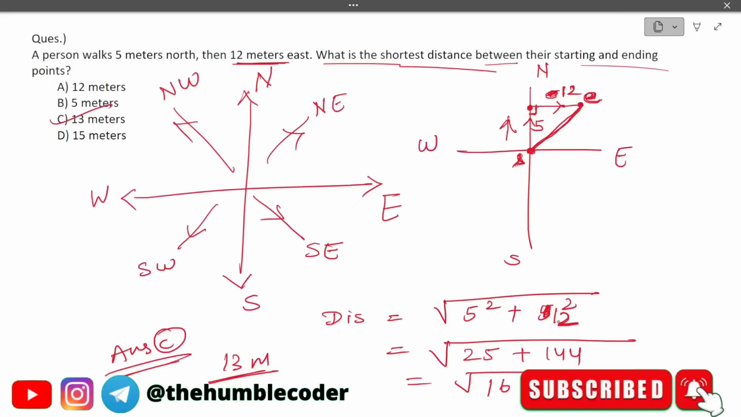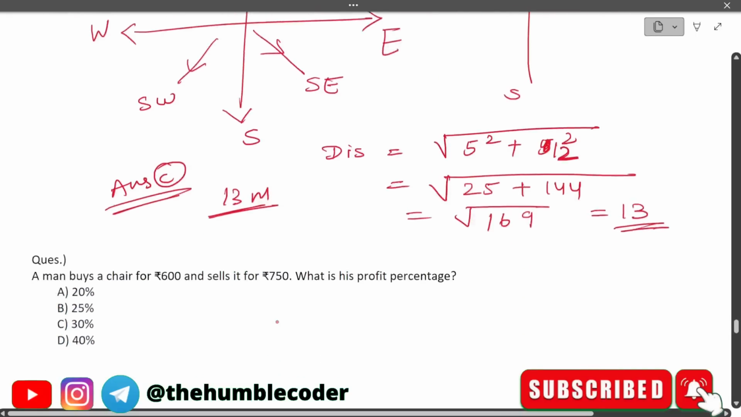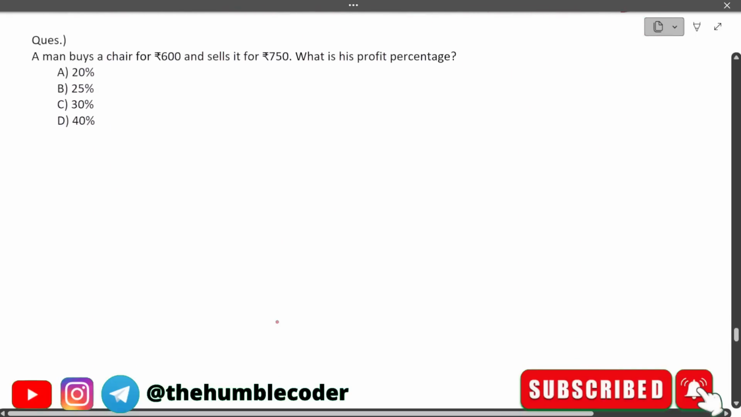5 square is 25, 12 square is 144. On adding it, we get under root of 169, which is 13. So the correct answer is 13 meters. So the distance between the starting and the ending point is 13 meters.